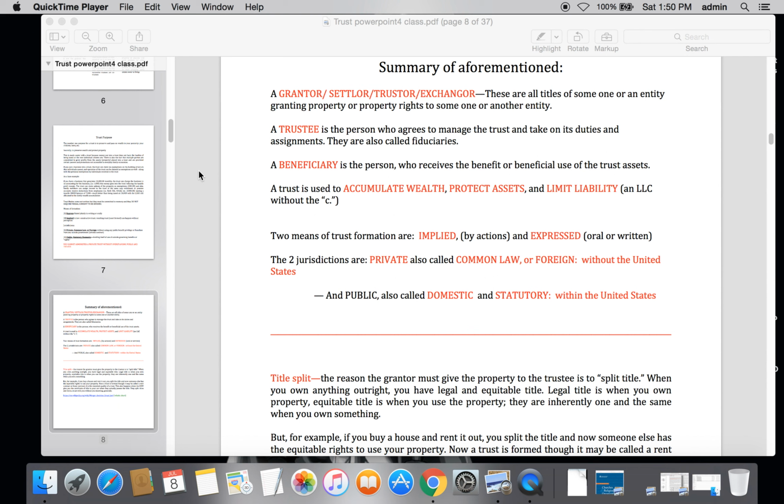A beneficiary is the person who receives the benefit or beneficial use of trust assets or a future beneficial interest. A trust is used to accumulate wealth, protect assets, and limit liability. That portion of a trust operates similar to an LLC without the C.